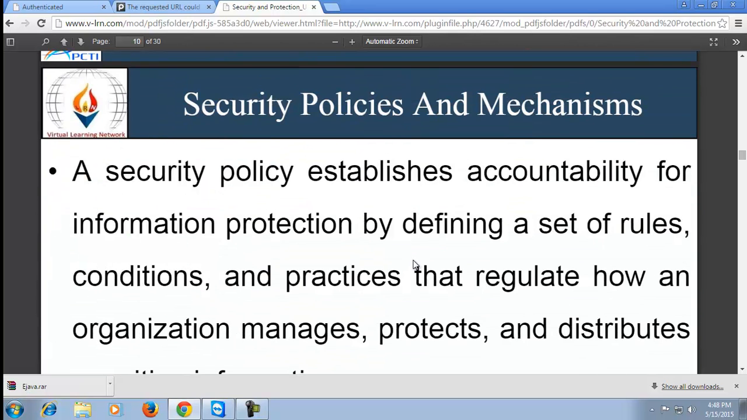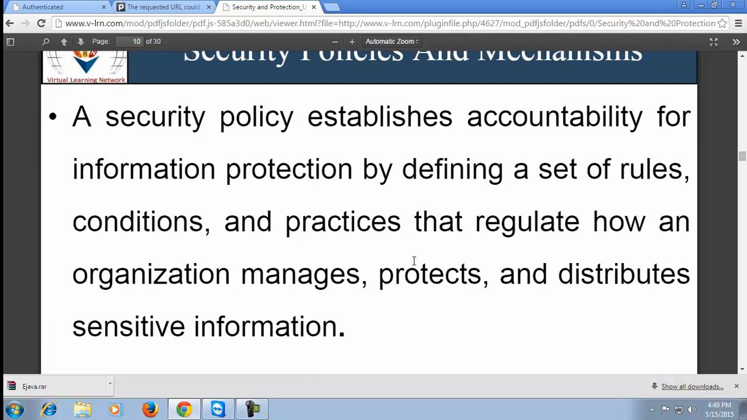Security policies and mechanism. A security policy establishes accountability for information protection by defining a set of rules and protocols, conditions and practices that regulate how an organization manages, protects and distributes sensitive information throughout the network, and how to interact with the person with sensitive and important data for providing security at that level by which a third person or a hacker is not able to access our data, is not able to hack our data.